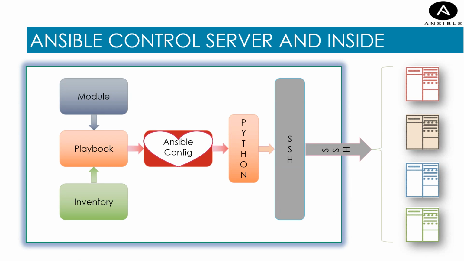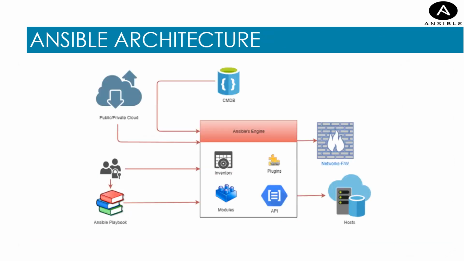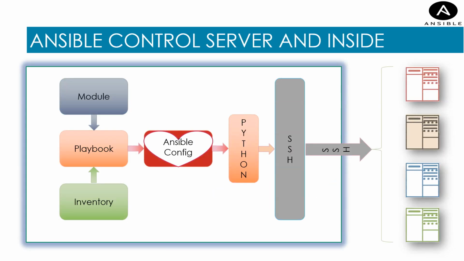Now the Ansible control server and what is inside it. Basically, we install Ansible on the control server and do all operations from there. On the control server, we need modules, playbooks, inventory, and the Ansible configuration. With the help of Python and the SSH utility, it connects to any number of remote hosts, either Windows or Linux, as configured in the inventory.